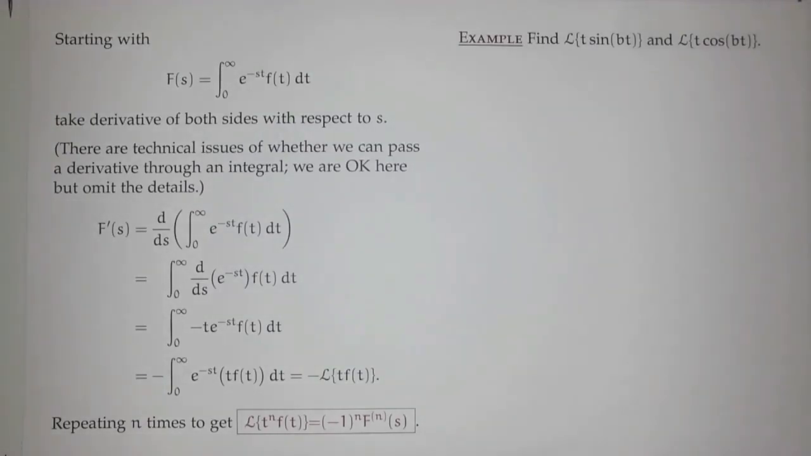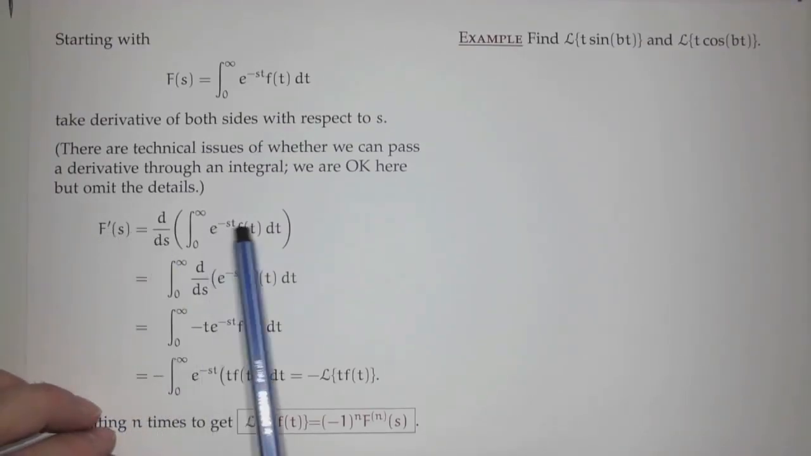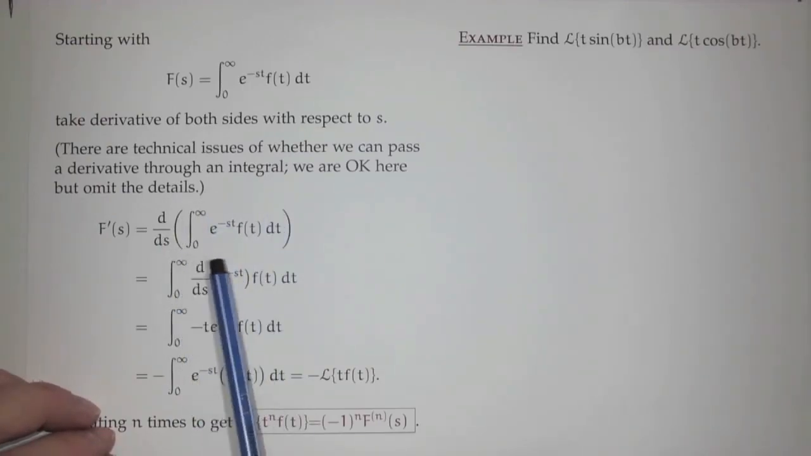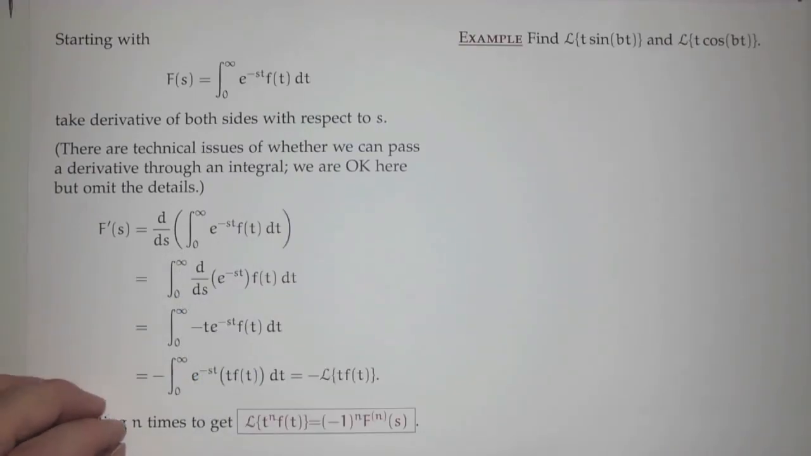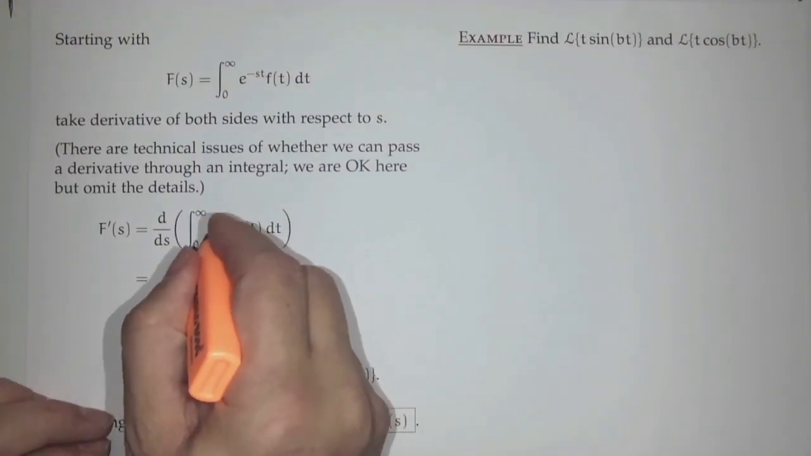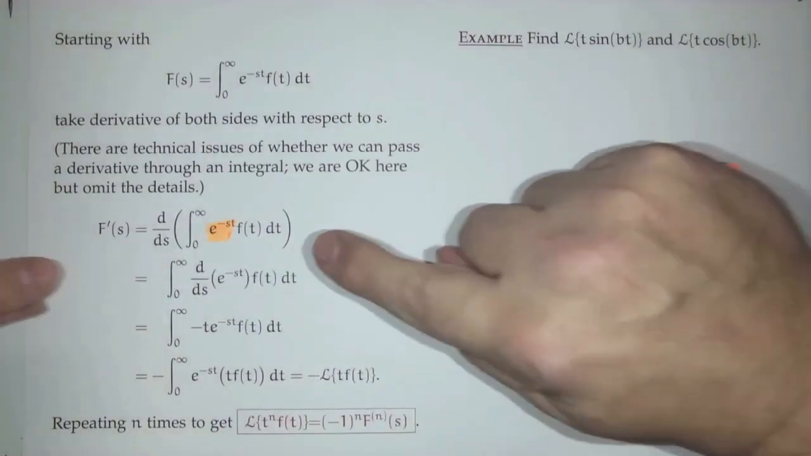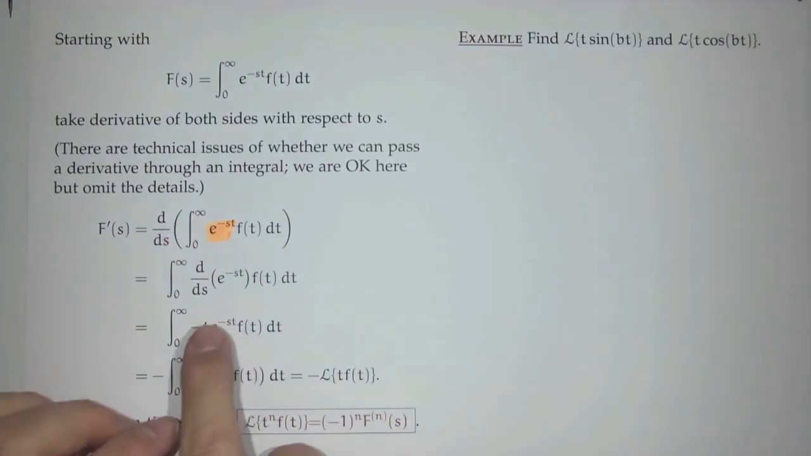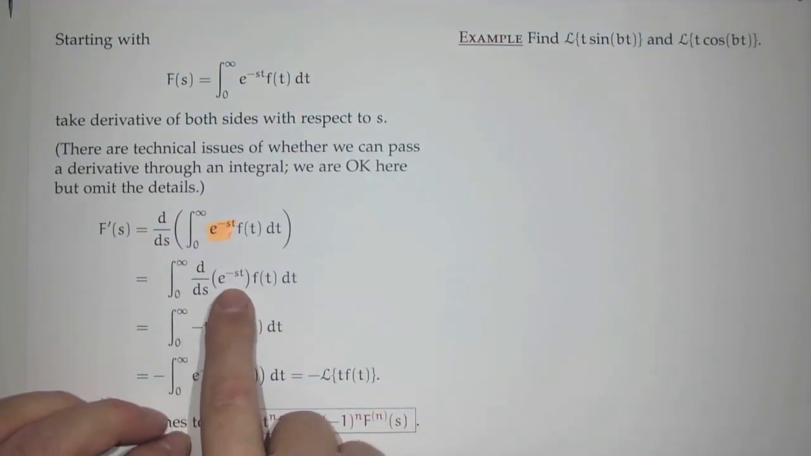So what happens? Well, f prime of s is the derivative of this expression. And now we say, aha, where is the s? There's only one place s is showing up. S is only showing up in here. So what we do is we push the derivative inside. The derivative pushes into the inside of the integral. So we get the derivative of e to the minus st.